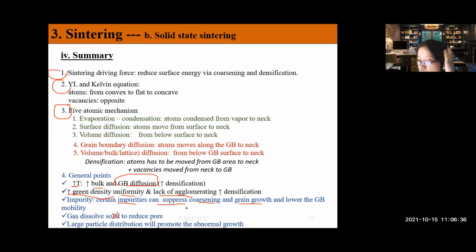The gas dissolved in the solid reduces pores, and a larger particle distribution will promote this, which we learned, right? So you cannot have too large a difference, like one particle is 1 micron and the other particle is 10 nanometers, then you will have a disaster. It's better that roughly everything is the same, like 500 nanometers, then most likely we'll have more uniform and dense structures. Okay, so that's the summary. We just don't need this one, we did not explain. Okay, that's the summary. We have about 20 minutes.